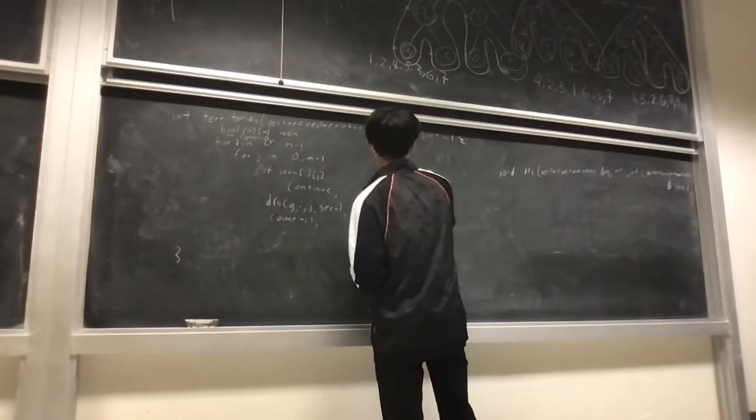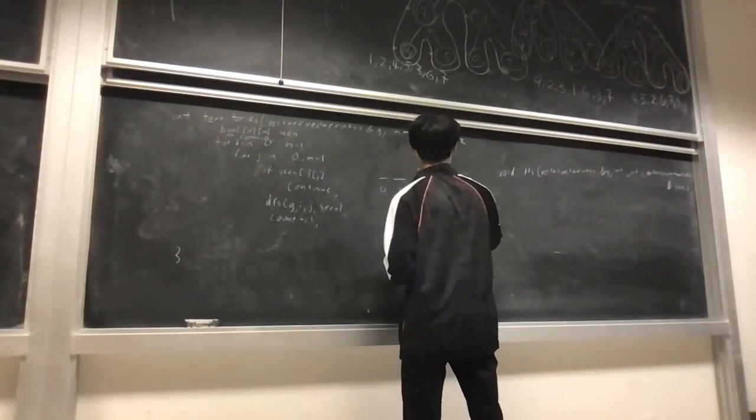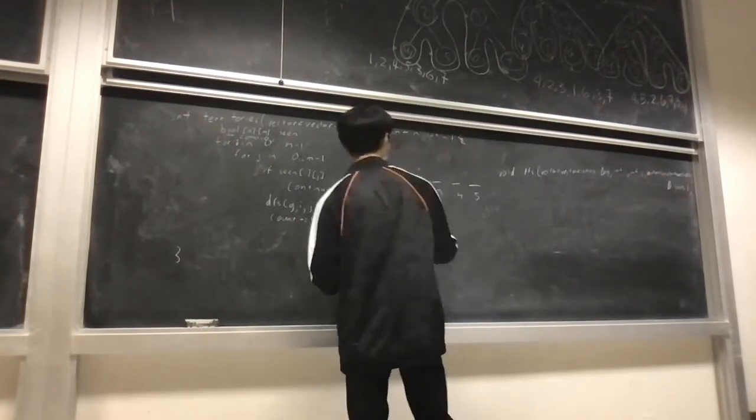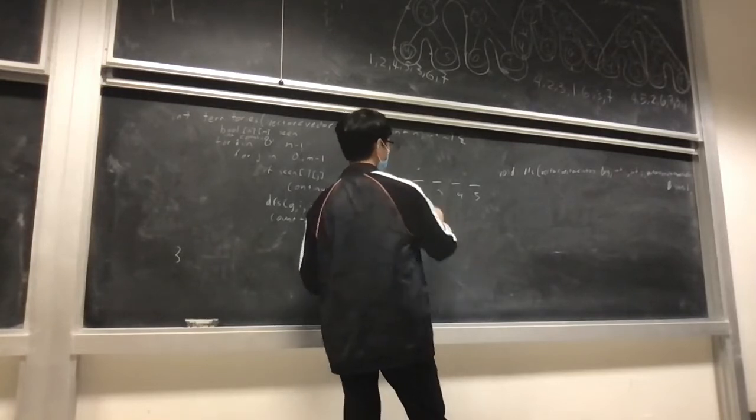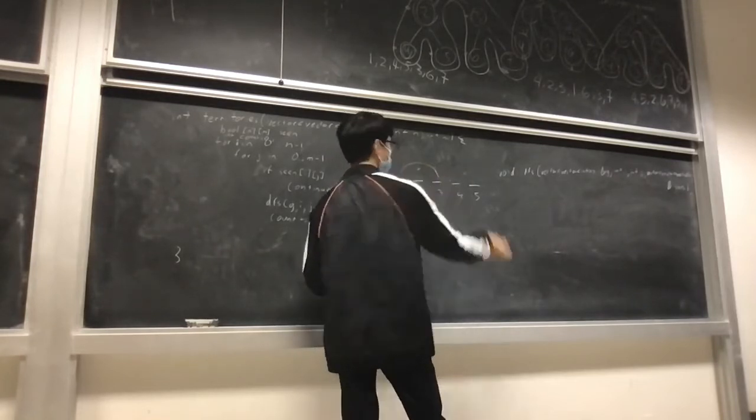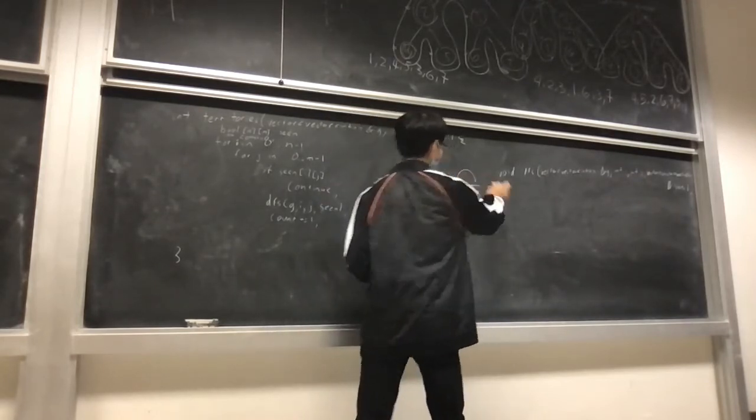If you have a bunch of positions, 0, 1, 2, 3, 4, 5, and then you have two rules, 1 3 and 4 5. That means you can swap these two characters in the string, and you can swap these two.